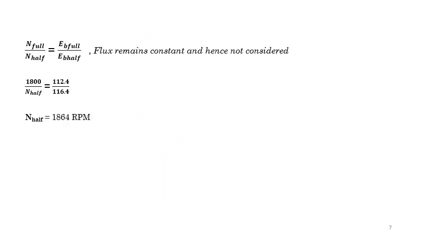Now we have got this expression, N full by N half equal to EB full by EB half. So in order not to get confused, let me write the basic equation. You might have seen this: N1 by N2 equal to EB1 by EB2. In the theory part, you might have already gone through these derivations.